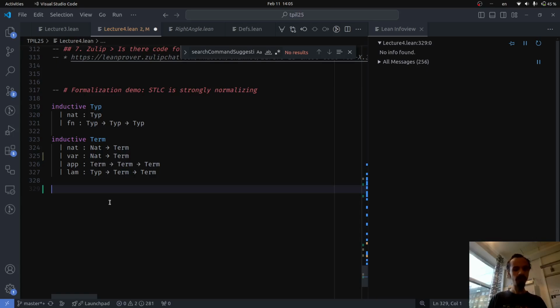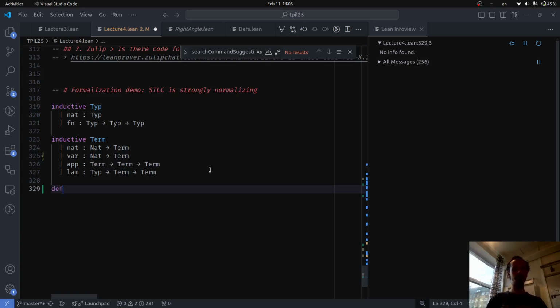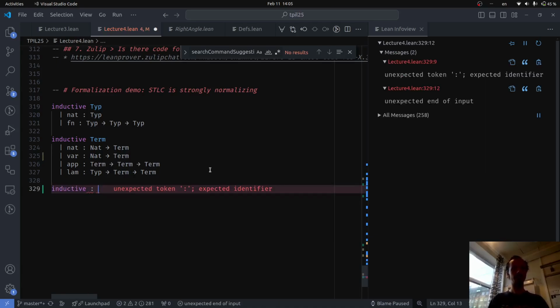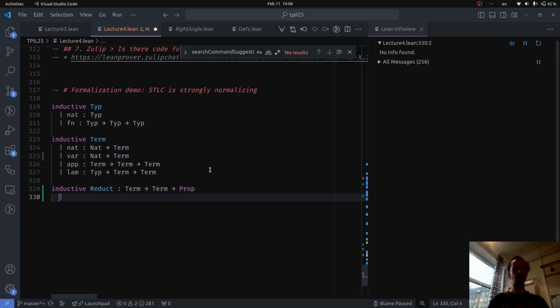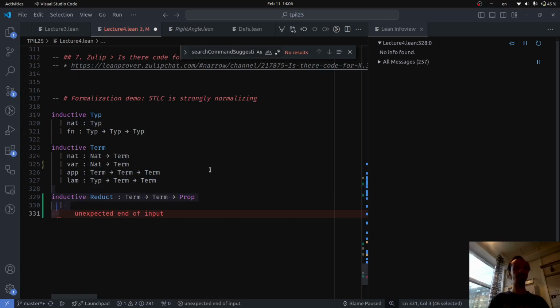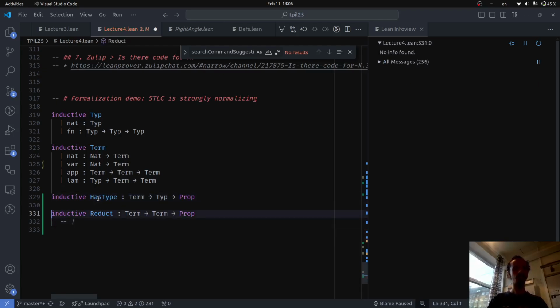So if we want to define strongly normalizing, we have to say what reduction is, right? So maybe we will define a relation which says reduction. So we have a term which reduces to another term. And actually, maybe before we get to that, we should get to the definition of typing. So a term has a type.